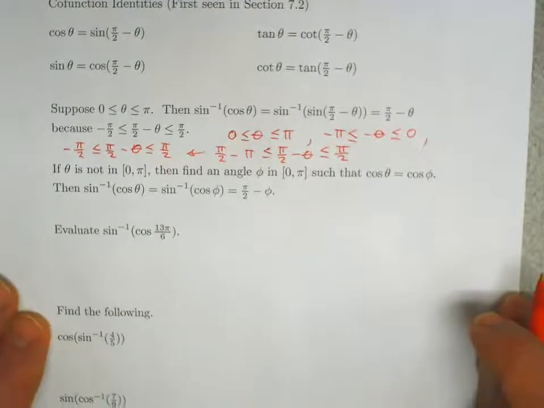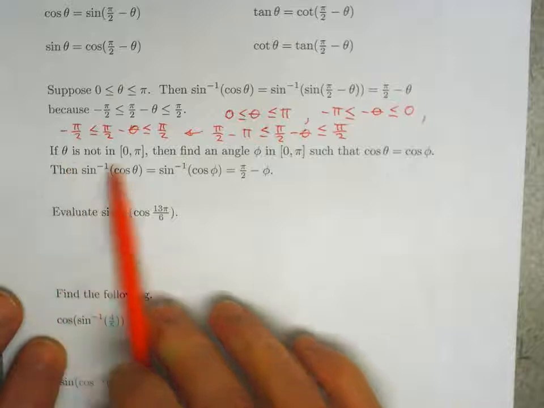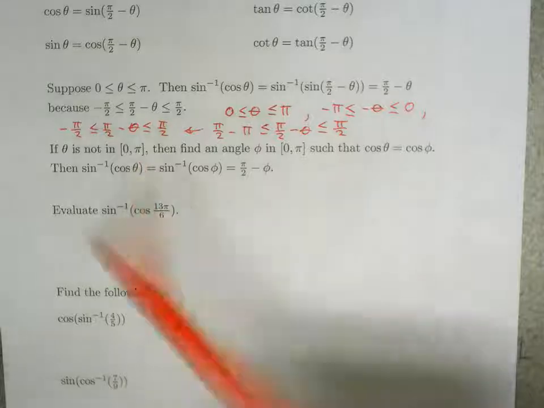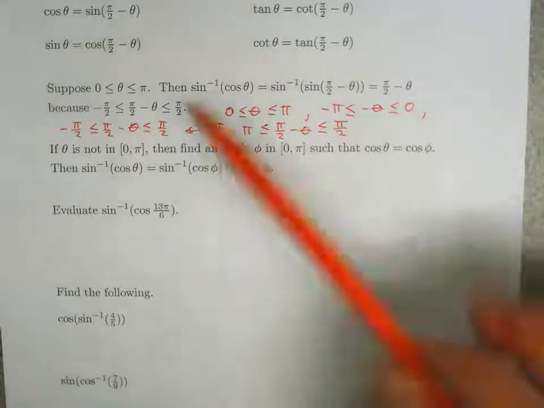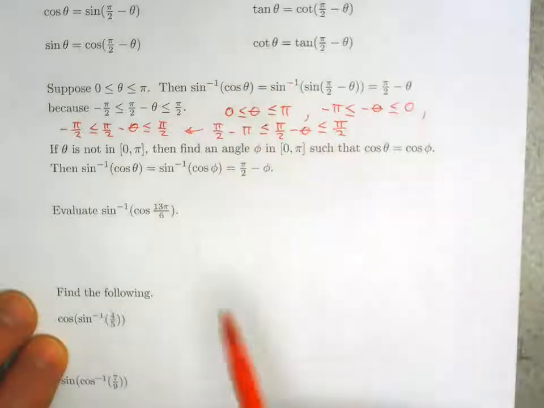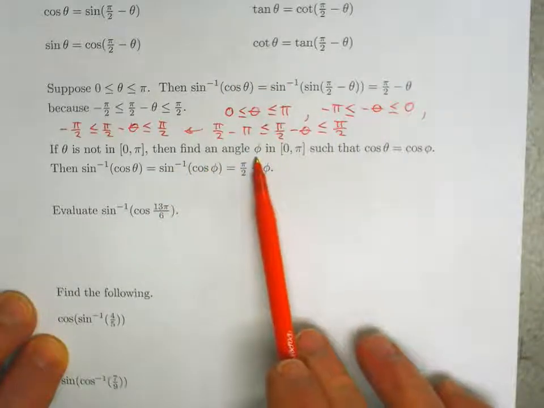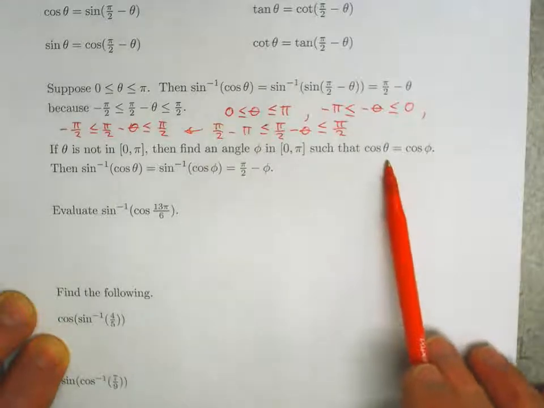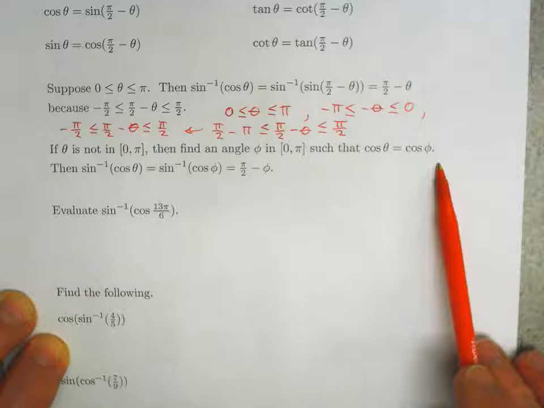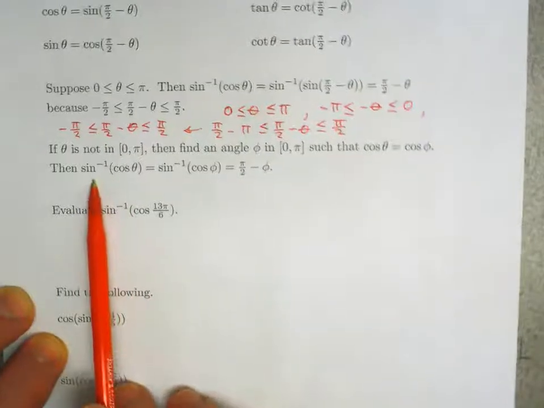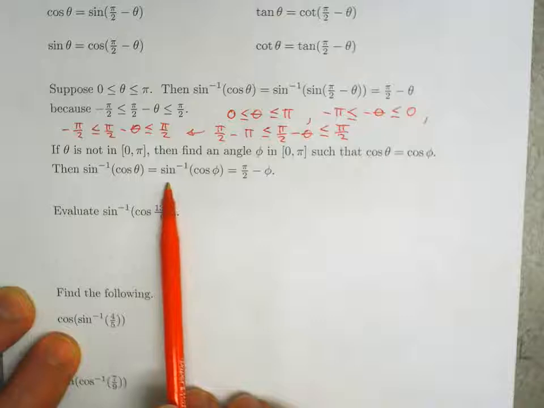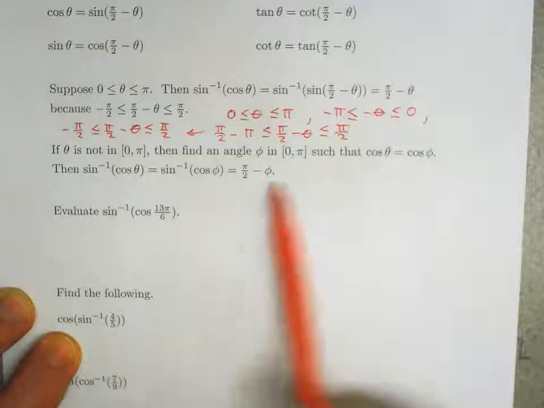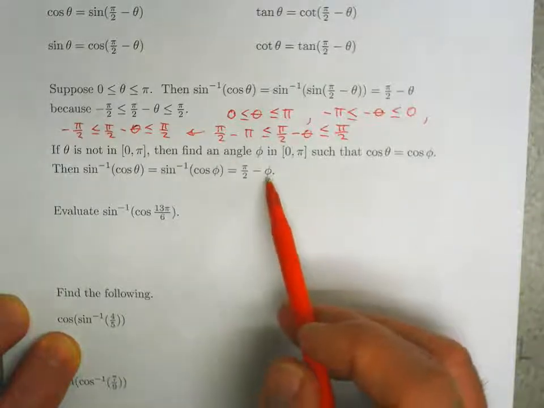Okay, well, the tricky part is this case. If theta is not in the interval from 0 to pi, and if we want to evaluate inverse sine of cosine theta, we find an angle phi that's in the interval 0 to pi, such that cosine of theta equals cosine of phi, and then the inverse sine of cosine of theta is equal to the inverse sine of cosine of phi, which is pi over 2 minus theta. Sorry, pi over 2 minus phi.